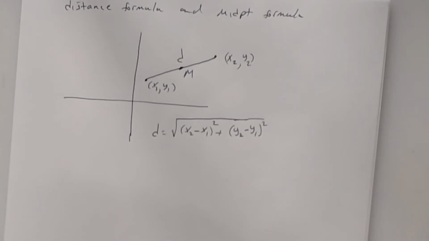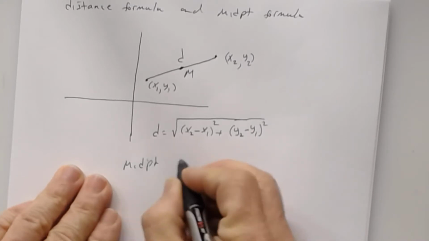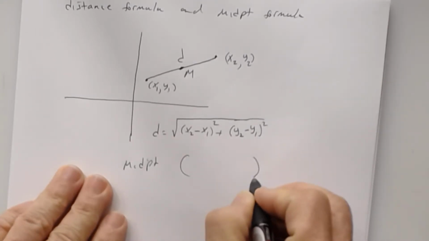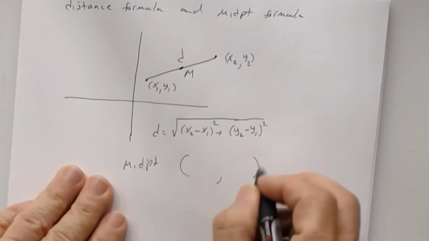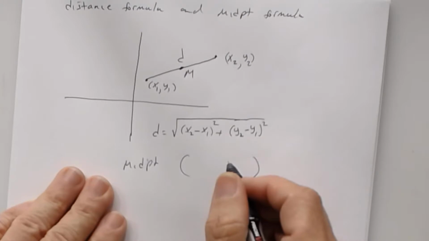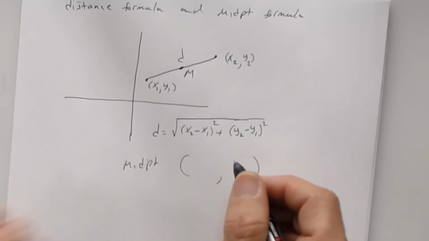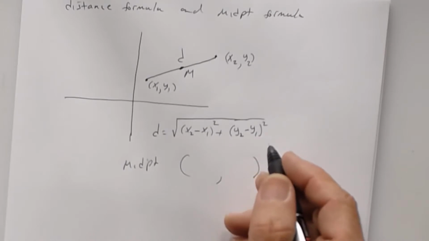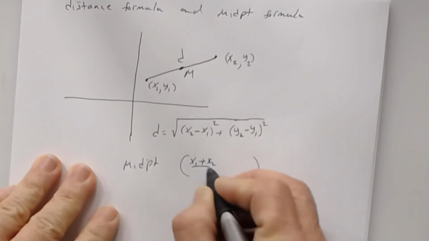Now to find the midpoint, listen carefully. The midpoint is a point, right? X coordinates and y coordinates. To find the x coordinate, you add the x's together, and remember middle, divide by what? Middle? Divide by 2. So you can say x1 plus x2 divided by 2.